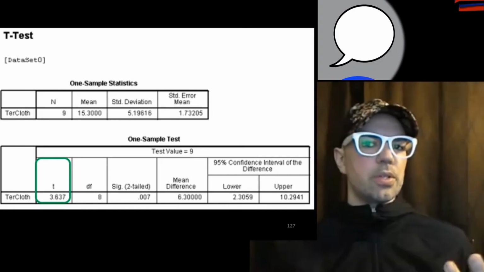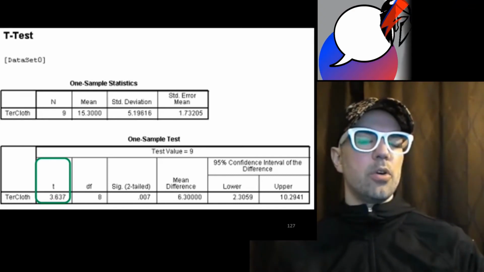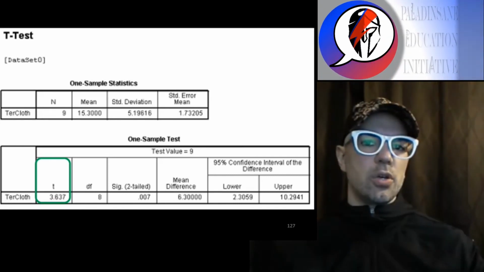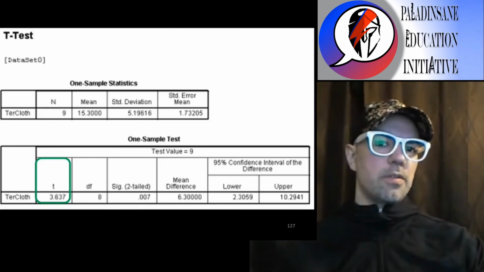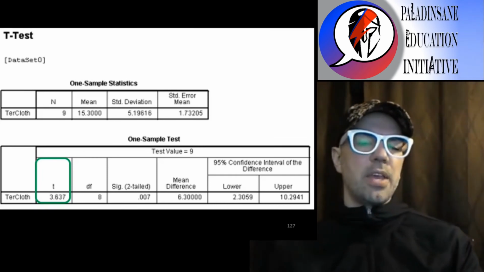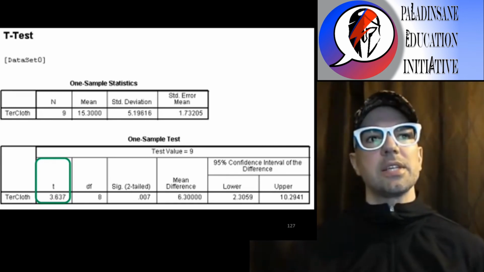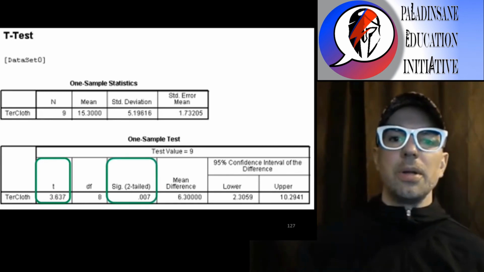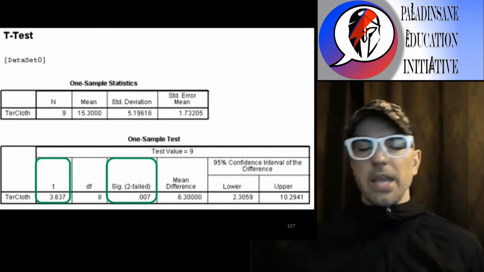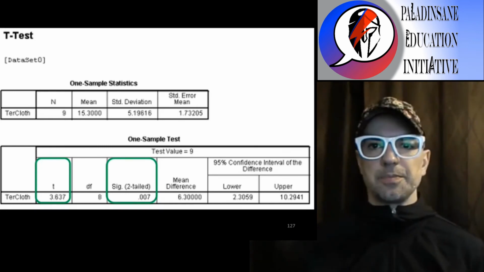And just to put this on your radar, we're going to start moving from statistics to probabilities. We're going to start moving from a t-statistic to a p-value, a probability. SPSS will calculate that for you as well, and we'll see how to use this in upcoming classes.